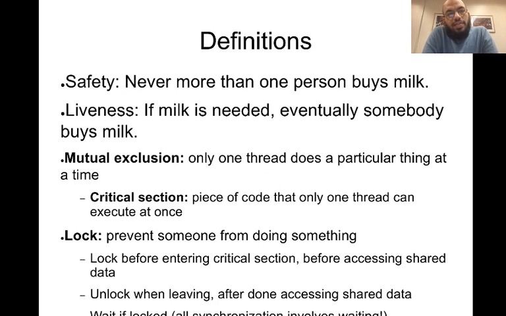Okay, so this is the safety condition that you have. In thread terms, that never more than one thread changes a parameter, changes a variable. Liveness is that if milk is needed, eventually somebody buys milk. And liveness is basically how long. You do not want it to be too long.